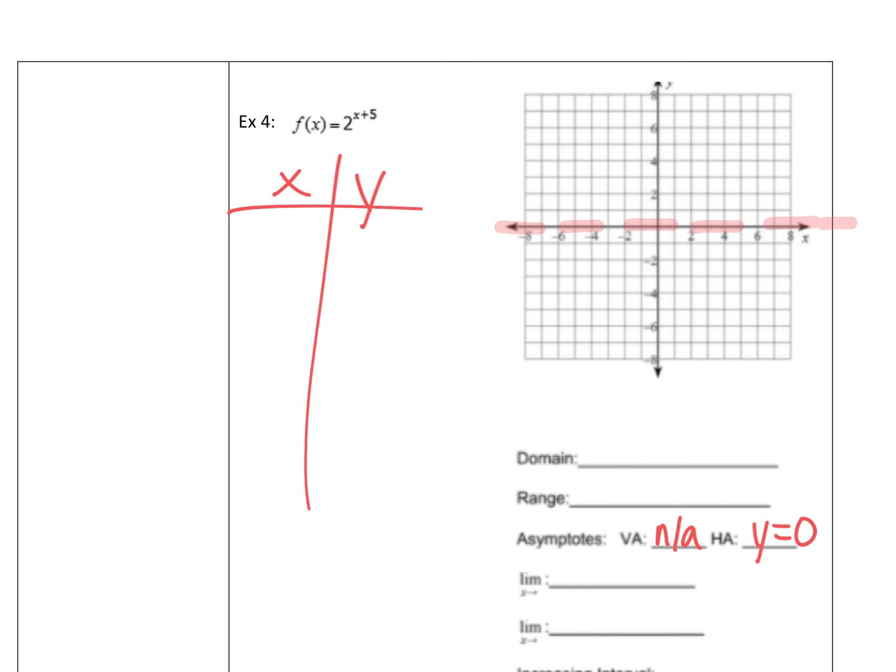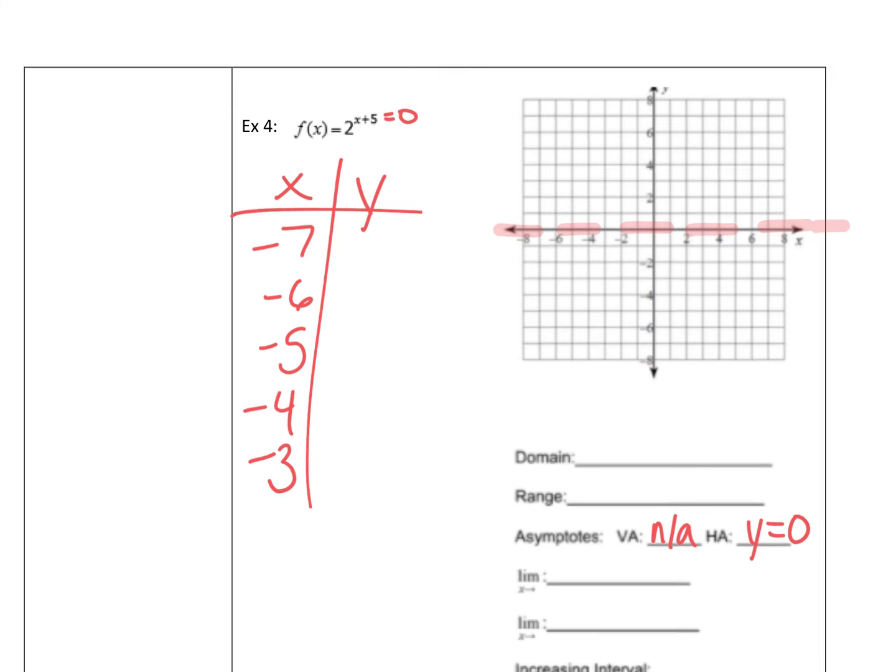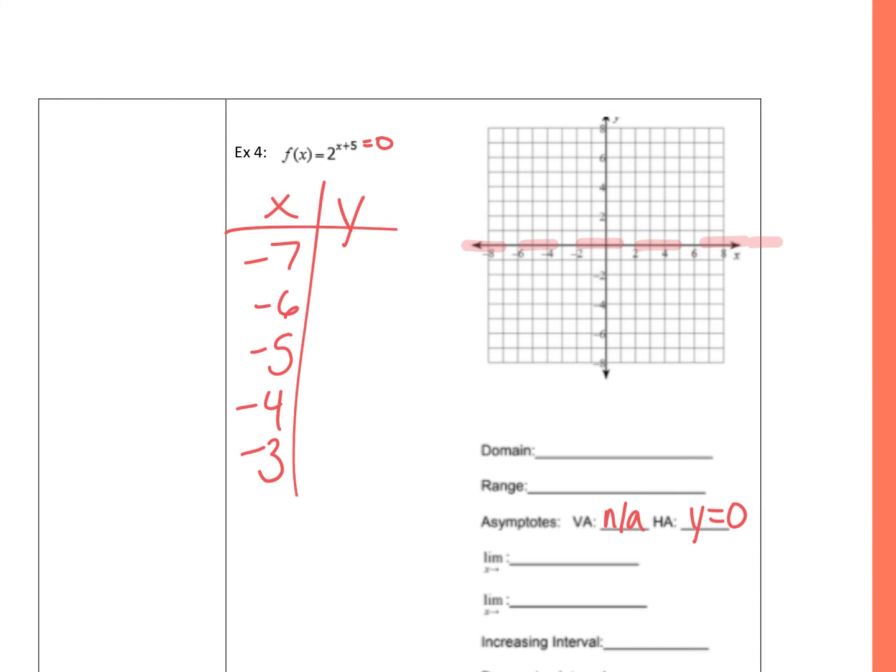Okay, but what the H shift actually tells us is just where to start building this table. So I set that equal to 0, and what does x equal? -5, that's going to be my middle point of my table. That's really the only thing good about that H value. It's the only thing it's going to do for me. What are 2 things to the left of -5? 2 things to the right? Perfect. And now go ahead and plug those in.